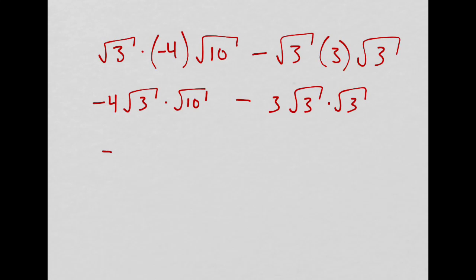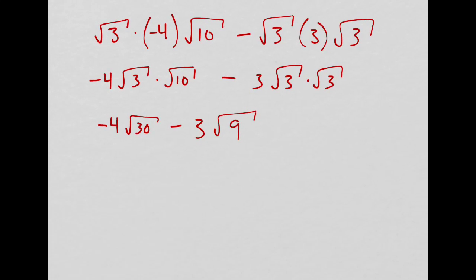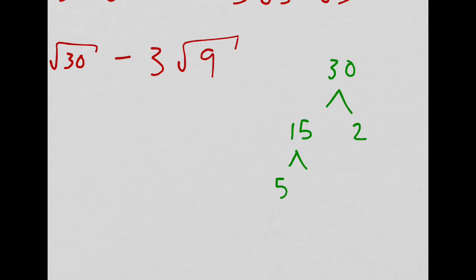Well, here this is negative 4 root 30, so we'll have to try and break down the 30, and then minus 3 square root of 9. It just so happens this is a perfect square, right? Square root of 9 is just 3. So we have, well, let's try and break down the 30. Let's try and do that. So 30, once we try and break that down, well, that's just 15 times 2. And then this is 5 times 3.